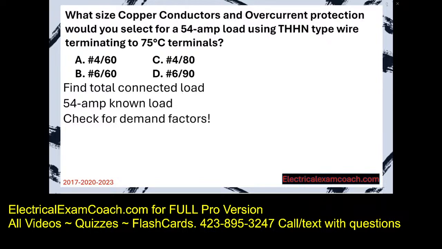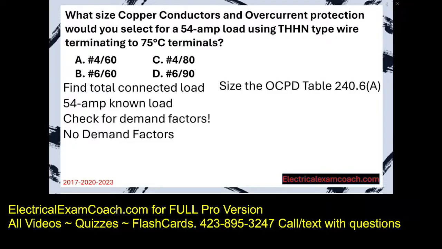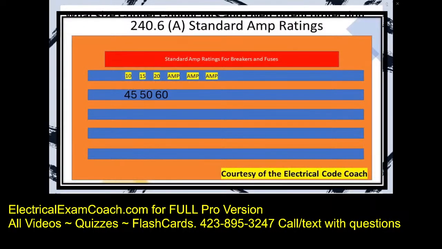Now, what we're going to do is size our overcurrent protective device first. You always size that first. So we head to our overcurrent protective device table, which is 240.6(A). For a 54 amp load, we're going to go down and choose the next standard size up. In this case, it's going to be a 60. Now, let's head and size the wire. For that, we're going to head to our primary ampacity table.